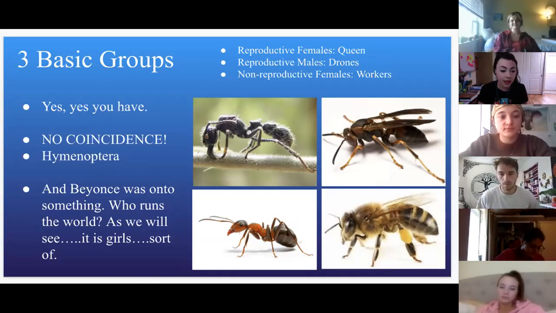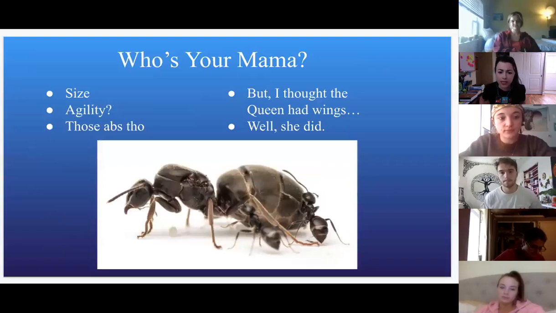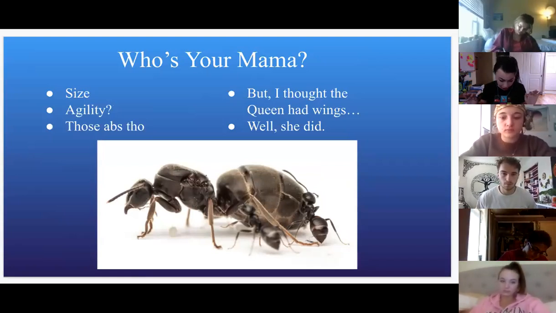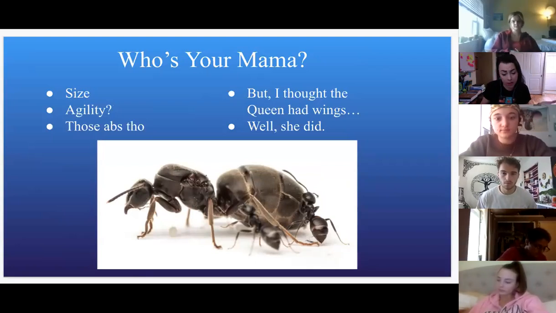So three major groups. Well, first, we've got the queen. Now she's massive. Compared to all the other ants, she is just enormous. Because she's so big, she can't really get around. So she's either going to stay in one place or she might have other ants help her along the way. So she's not agile, she's huge.